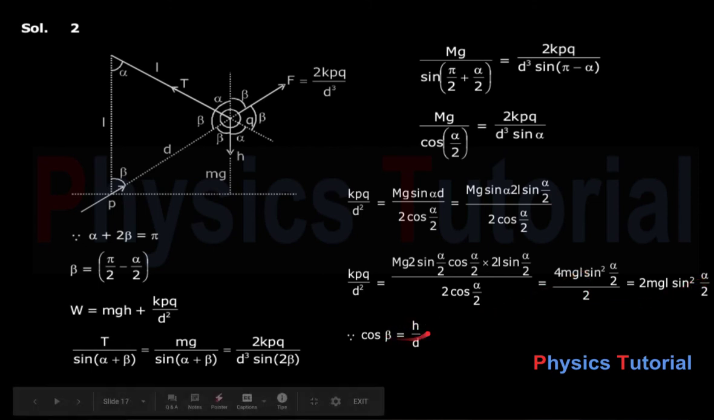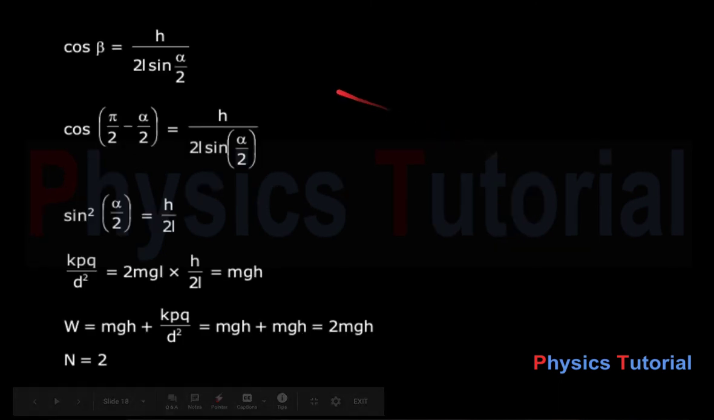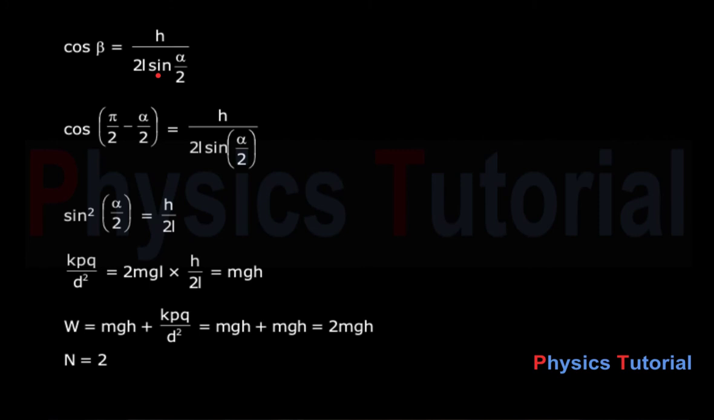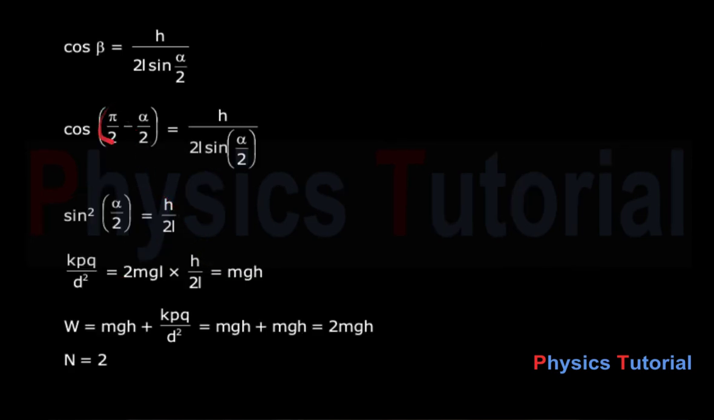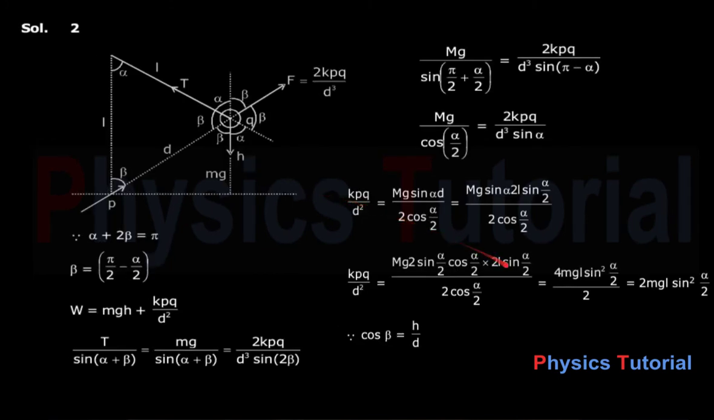So finally what we get here is cos beta is equal to h by d, and d was of course 2l sine alpha by 2. Now substitute the value of beta that we obtained, 90 minus alpha by 2, over here. Cos of 90 minus theta is once again sine alpha by 2, and cross multiplying you get sine square alpha by 2 equal to h upon 2l, and hence you can evaluate this value.